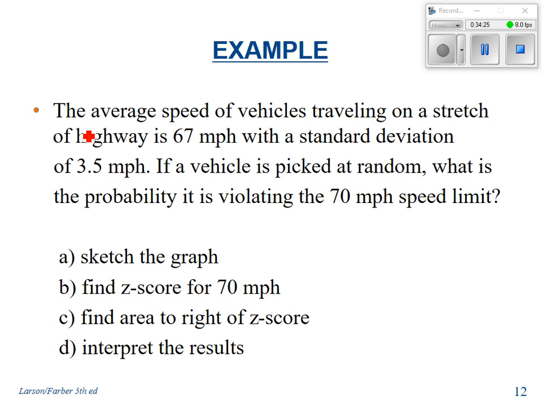Let's try this one. The average speed of vehicles traveling on a stretch of highway is 67 miles per hour with a standard deviation of 3.5 miles per hour. If a vehicle is picked at random, what is the probability it is violating the 70 mile per hour speed limit?